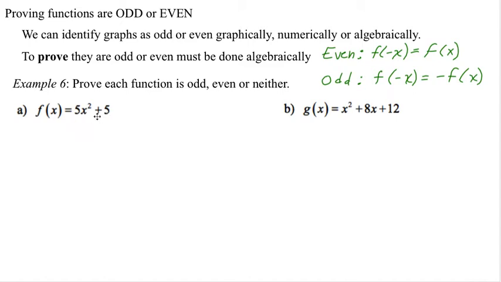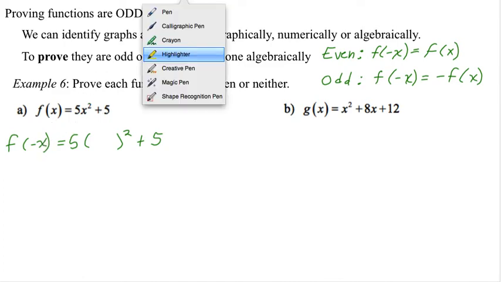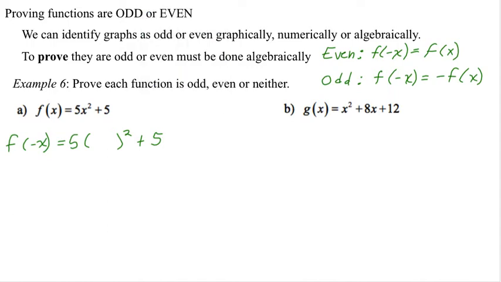The first thing you want to do to prove these are odd or even is to plug in negative x for x. Anywhere in the function there's an x, you're going to write negative x. I'm going to do that in a different color here, so I'll choose red for this one. I'm going to plug in a negative x anywhere there's an x. When I do that, what is negative x squared? Well, it's just positive x squared. So I get 5x squared plus 5.